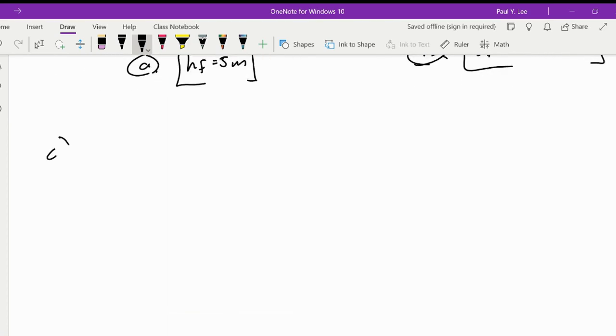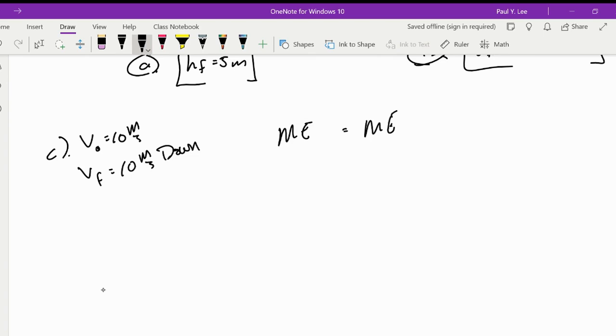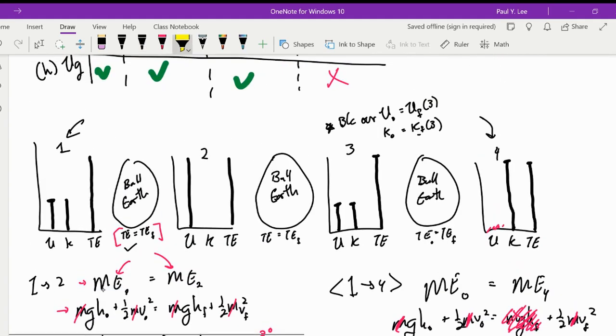So our prediction is that if our initial velocity is 10 meters per second, our final velocity also has to be 10 meters per second, with a huge, huge hold on there, okay? Because we know that when it goes up and comes down, this is going to be 10 meters per second down. All right, start off with the formula. Let's see if this is true. We have UG plus KE is UG plus KE. And so for this one, we're going from scenario 1 straight into scenario 3.